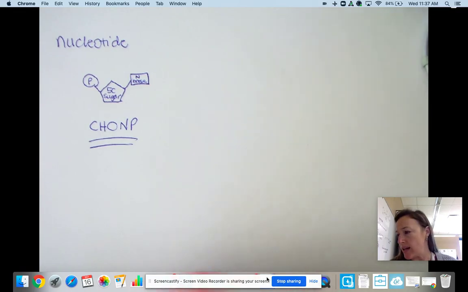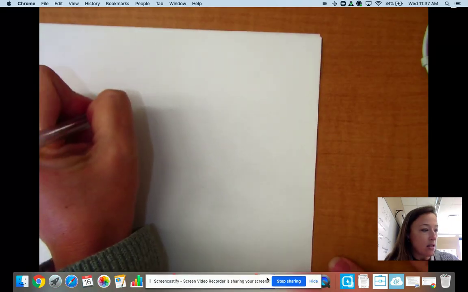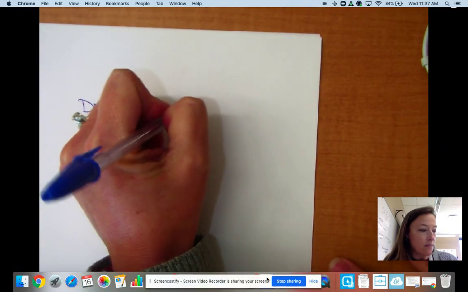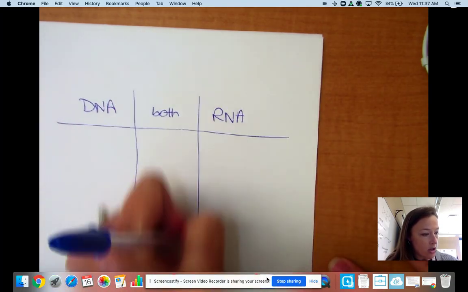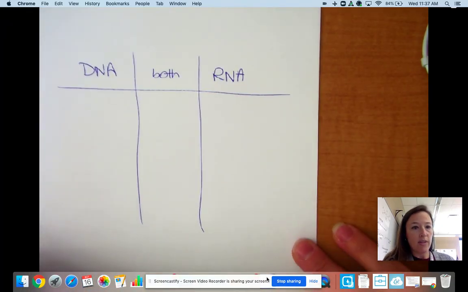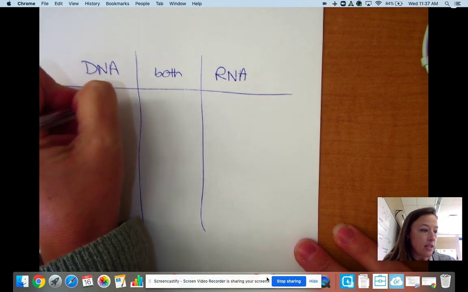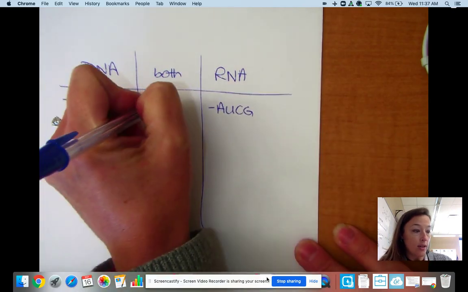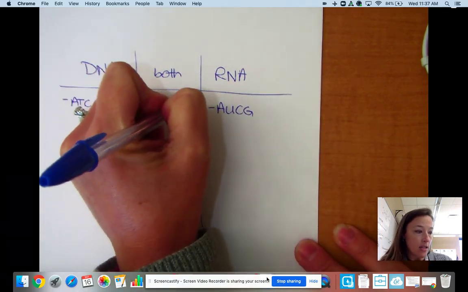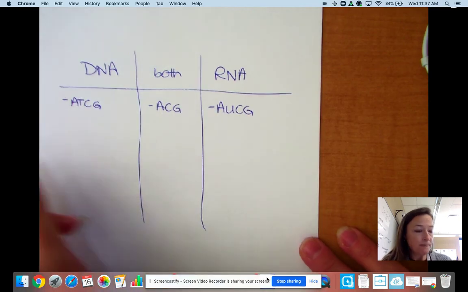All right, the last I can statement that has to do with nucleic acids is I can compare and contrast DNA and RNA. So we're going to make a kind of like a T-chart for that. DNA has A, T, C, and G. RNA has A, U, C, and G. Or you could say they both have A, C, and G, and DNA has thymine and RNA has uracil.